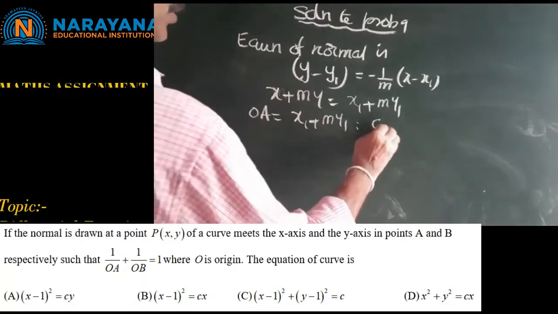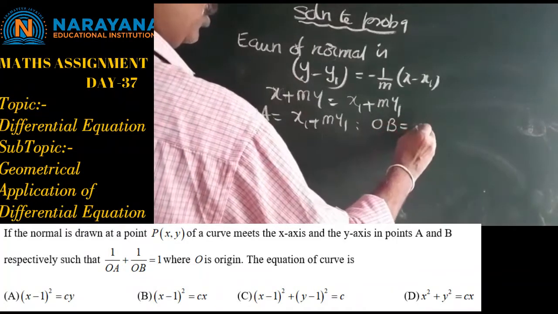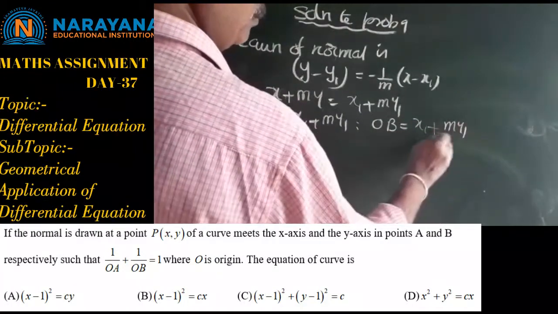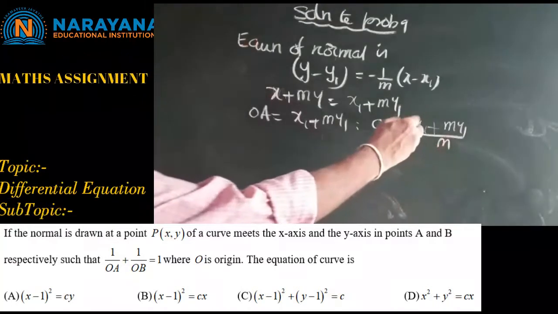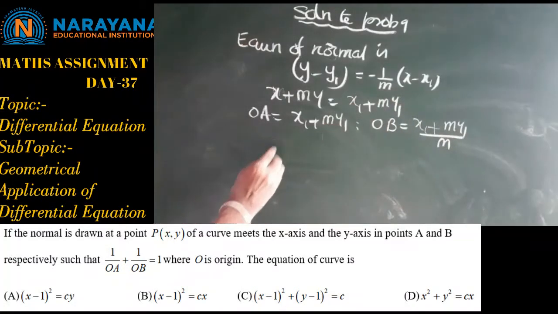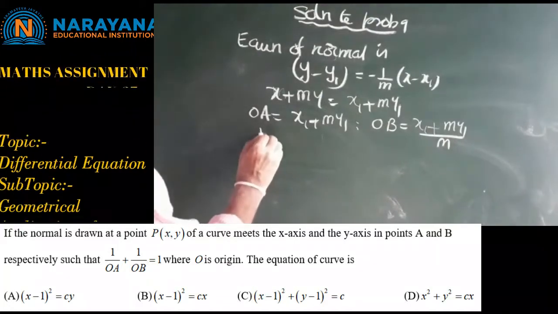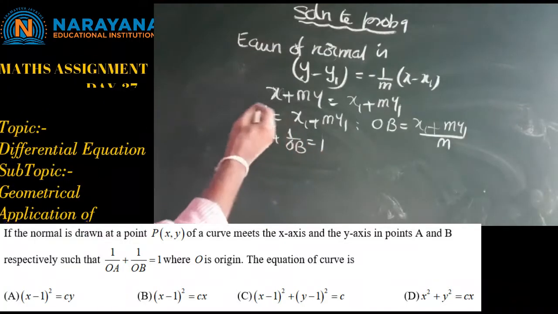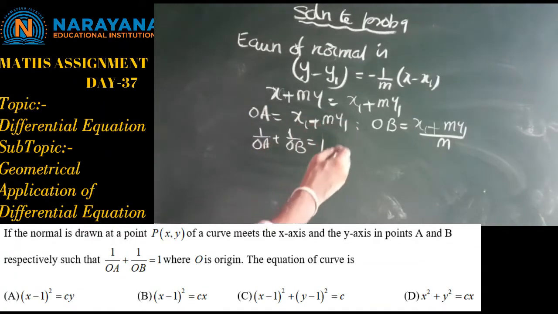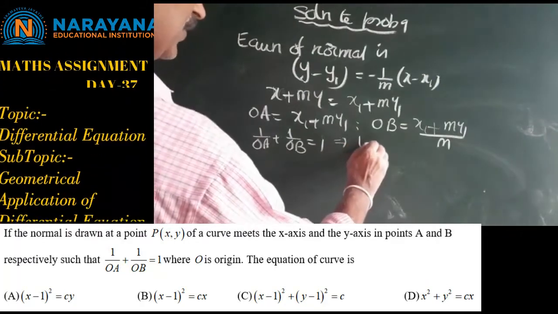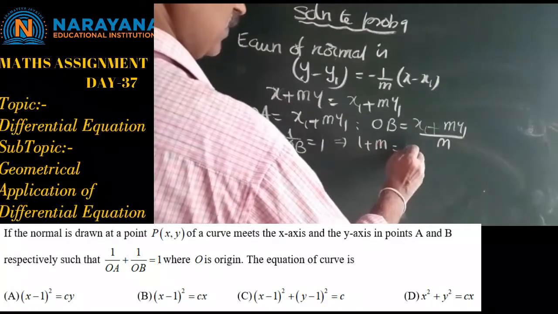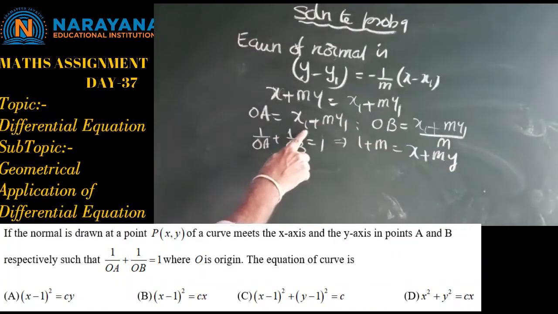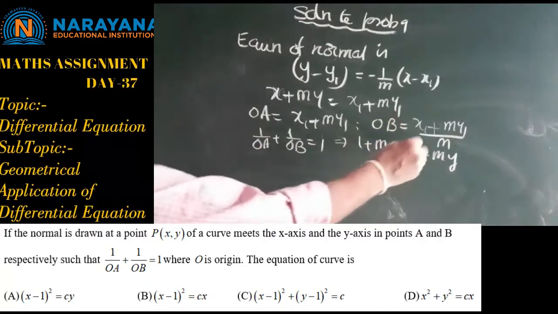If you put x equal to 0, you get the OB distance. OB is equal to x1 plus my1 by m. Now replace x1 with x and y1 with y. You can write the value 1 by OA plus 1 by OB is equal to 1. To write this, you replace x1 with x and y1 with y. You can get this as 1 plus m is equal to x plus my. After replacing x1 with x and y1 with y and substituting, we can get this.